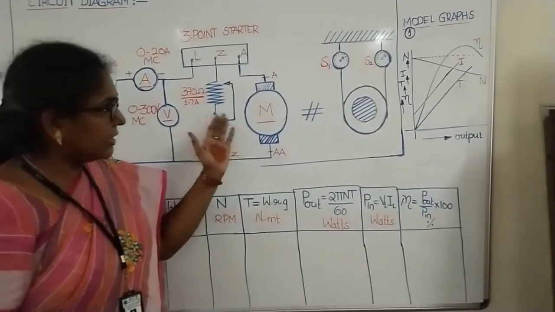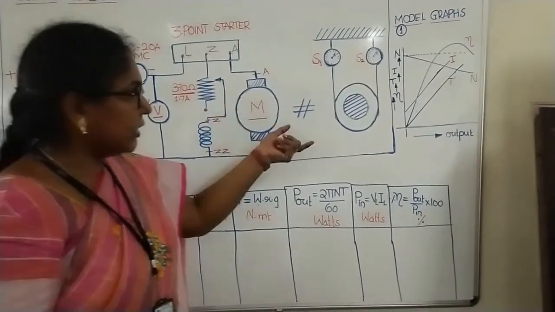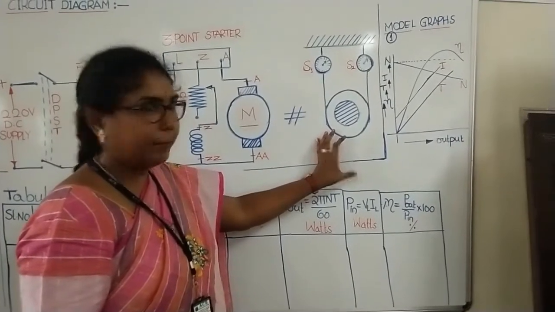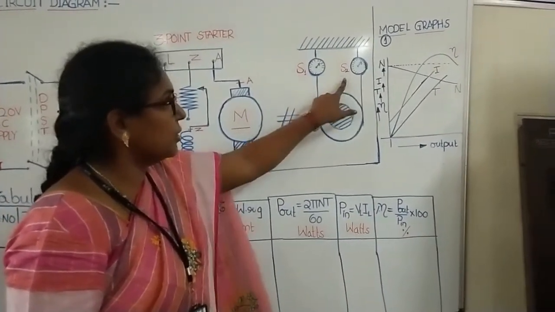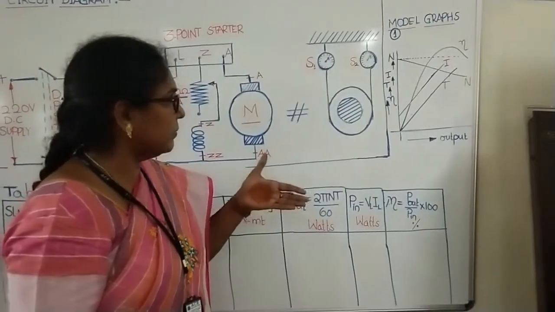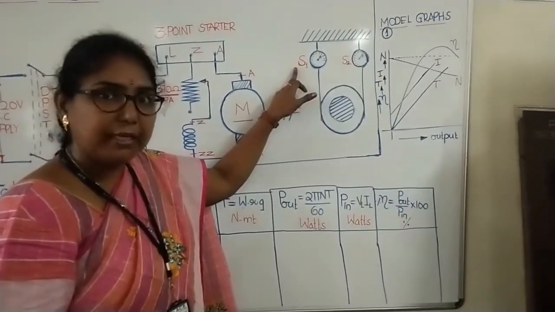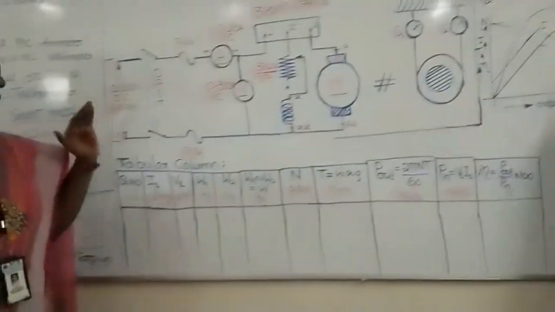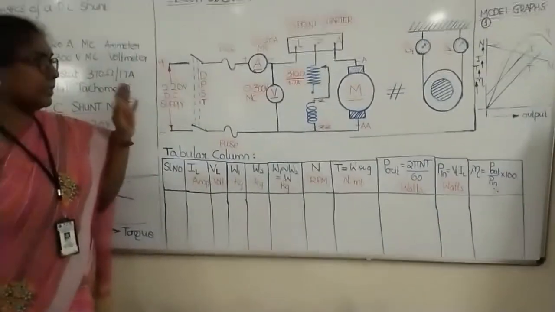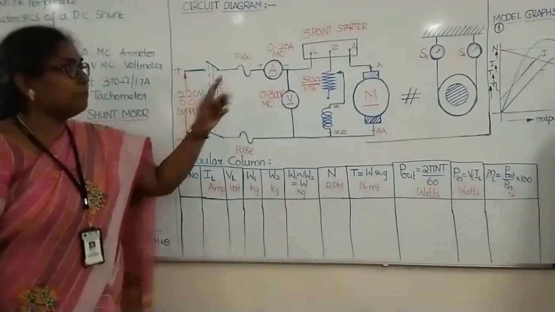If you observe, the motor is mechanically coupled to the brake drum here, and over the brake drum you can observe S1 and S2. These are the spring balances of the brake drum. This can also be called weights, like W1 and W2. Now I have just introduced the different terminals of the circuit.